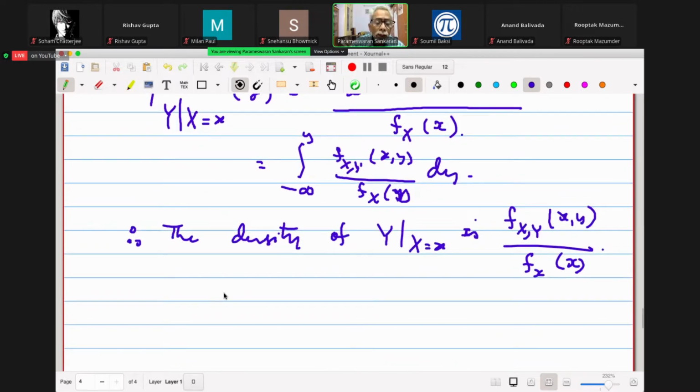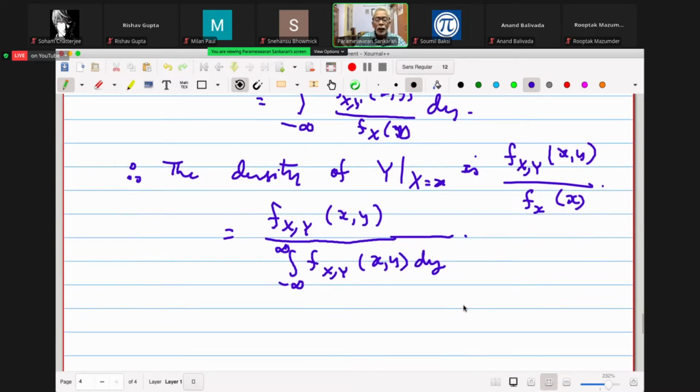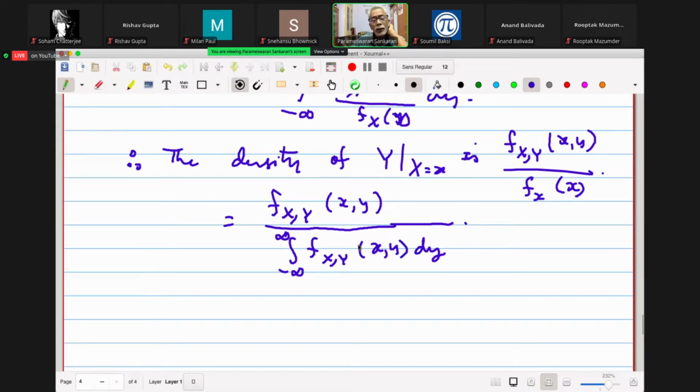You can also rewrite it in terms of integration, because the denominator is just a marginal. Everything can be written in terms of the joint density function: the integral from minus infinity to infinity of f_XY(x, y) dy. So this is the density function.